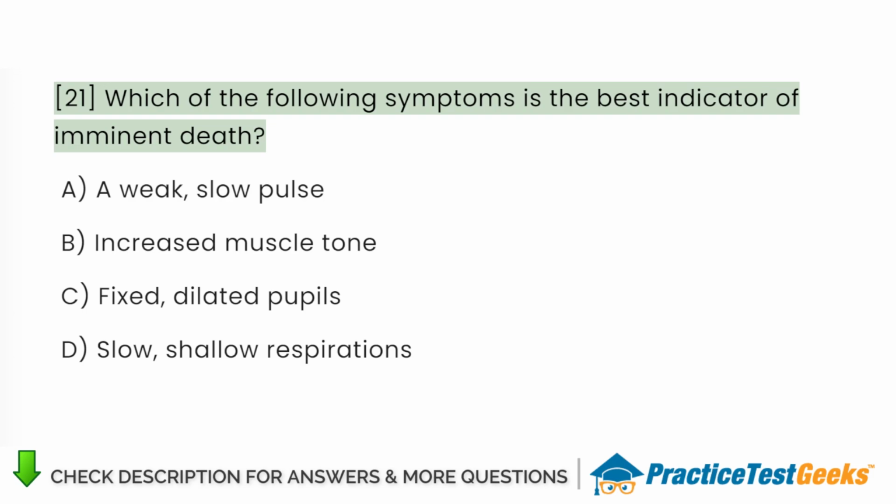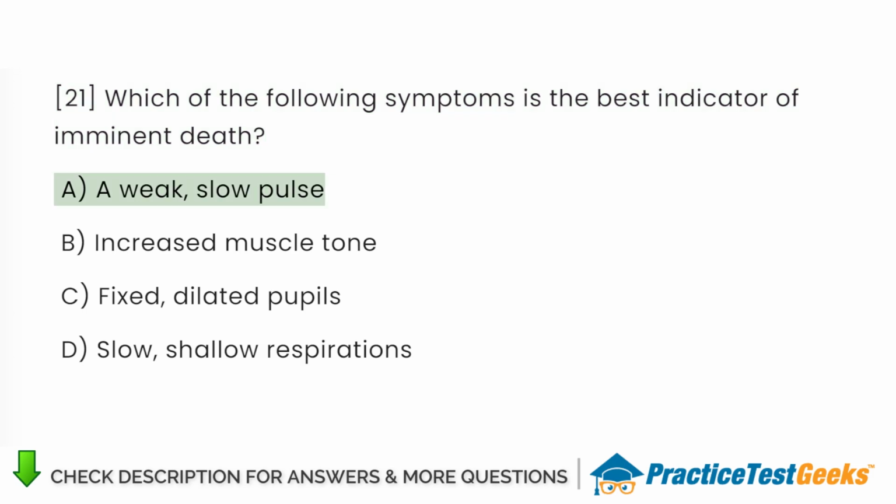Which of the following symptoms is the best indicator of imminent death? A. A weak, slow pulse. B. Increased muscle tone. C. Fixed, dilated pupils. D. Slow, shallow respirations.